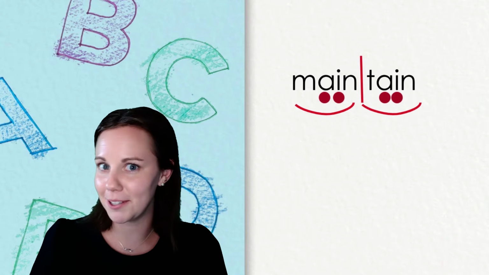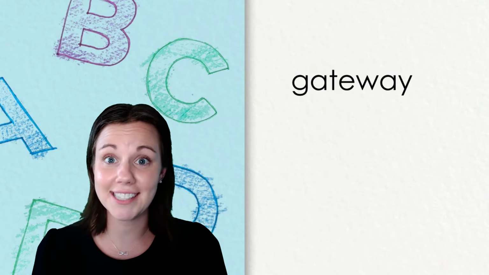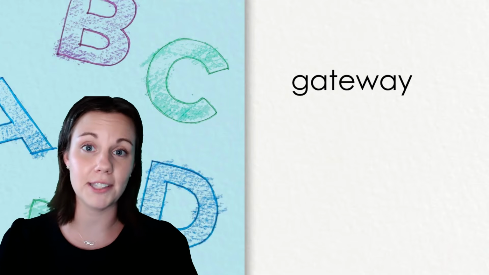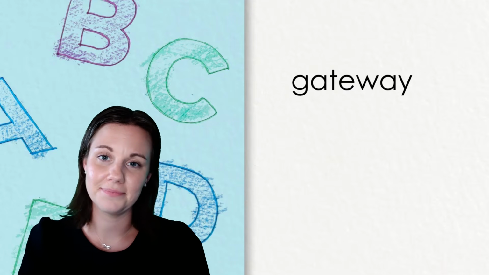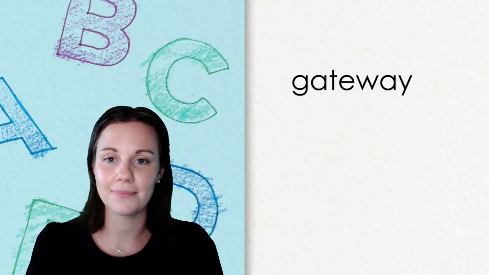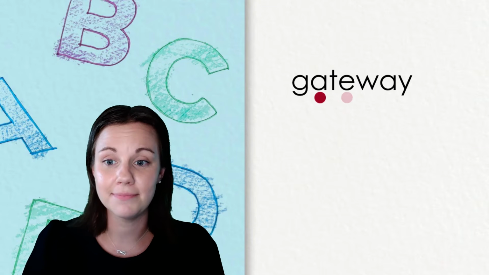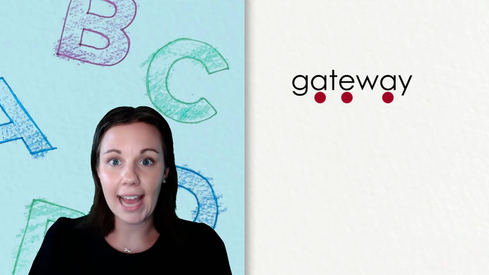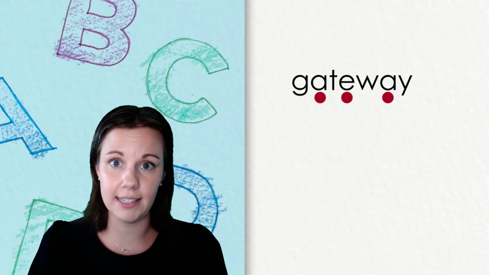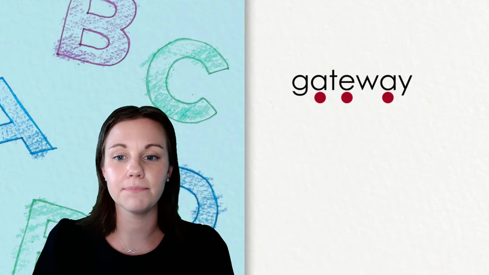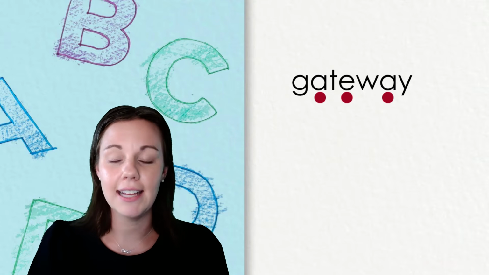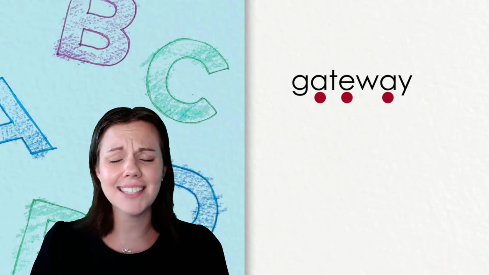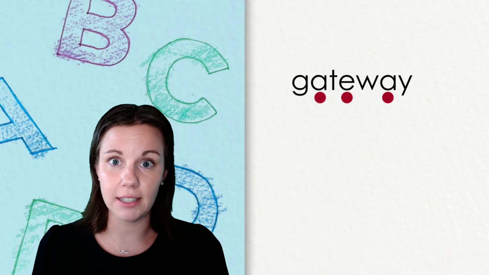Great work, syllable sleuth. Here's our second word. Our first job is to take a look at the vowels. Go ahead and name the ones that you see. Let's check them. A, E, A. Great. Now we know that we have to look at our consonants. Let's name the consonants together. G, T, W, Y.